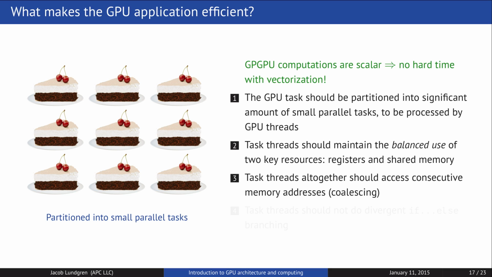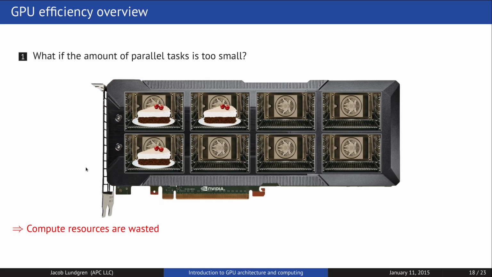It's also very important to ensure that any memory accesses are coalesced, and we will be discussing what this means. Finally, it's very important to make sure that we do not have divergent if-else branching to as large an extent as is possible. So what happens if the amount of parallel tasks is too small?